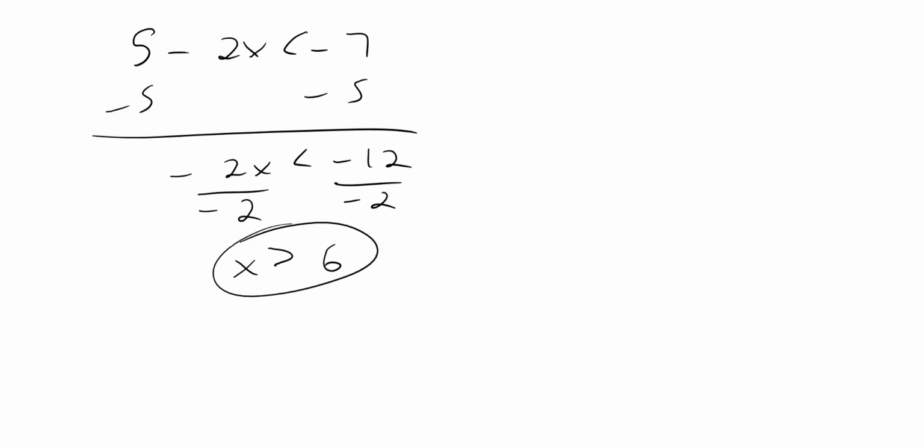Okay? Let's do one with a fraction. Negative 2/3 x is less than 8. Well, how do you get rid of that 2/3? Remember what happens when you have a fraction in front of your variable? You multiply by its reciprocal. In this case here, it's going to be negative 3/2.